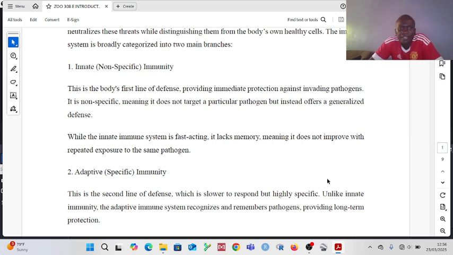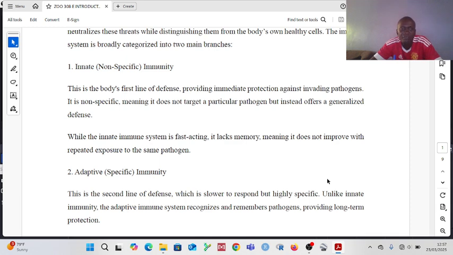So the innate immunity is the first line of defense. That's the first line of defense that any invader meets when it's attempting to invade your body. So by doing that, it provides immediate protection. Okay. Another thing is that it is non-specific. So innate immunity is non-specific, implying that it does not target a particular pathogen, but it instead offers generalized defense.